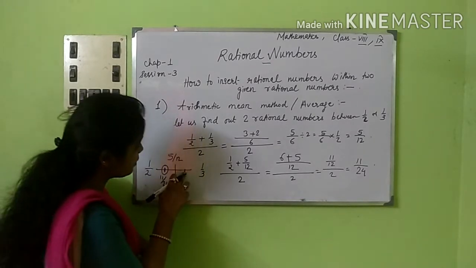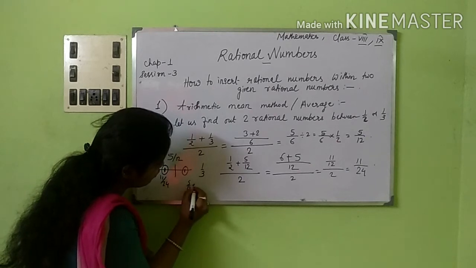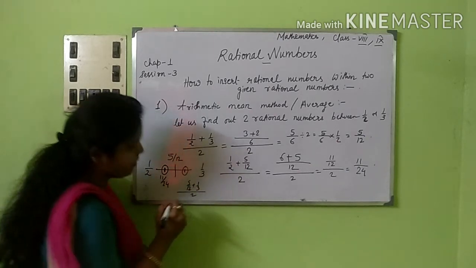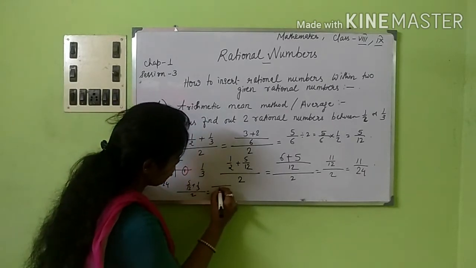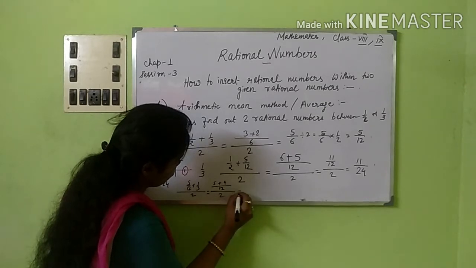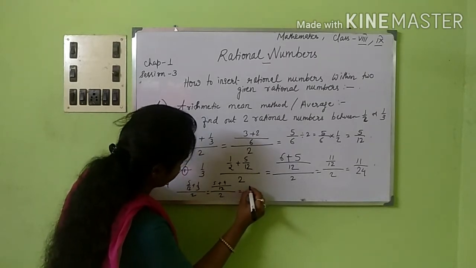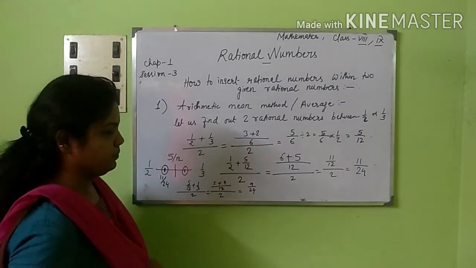If you need the number between 5 by 12 and 1/3, then you are going to add 5 by 12 with 1/3 whole divided by 2. Okay, so if you get that, you are getting (5 plus 4) by 12 by 2. That means you are getting 9 by 24. This will be your answer.